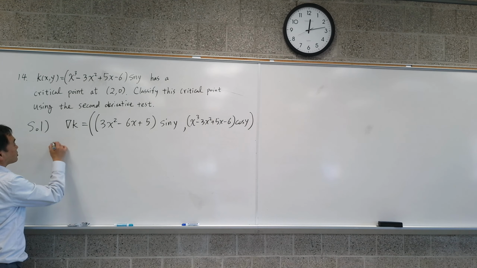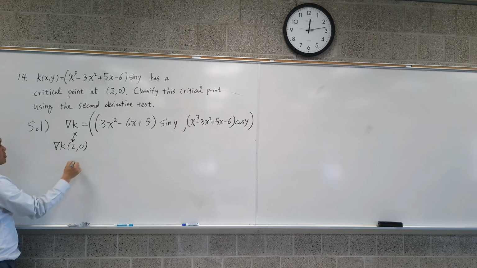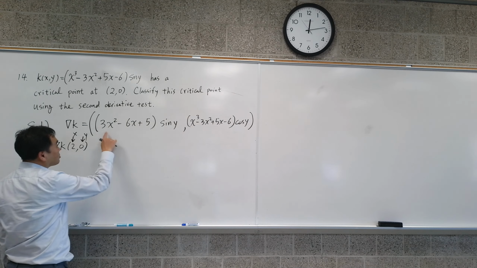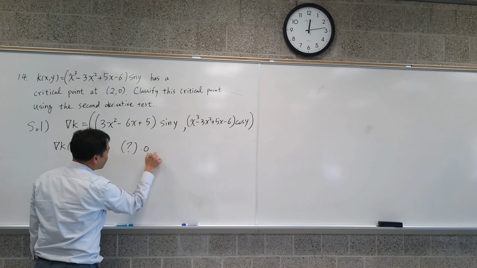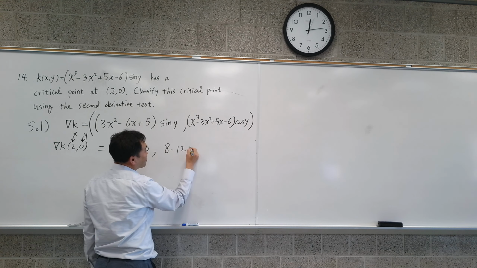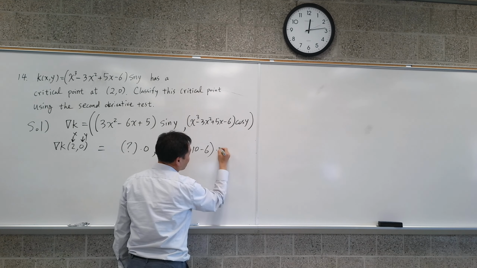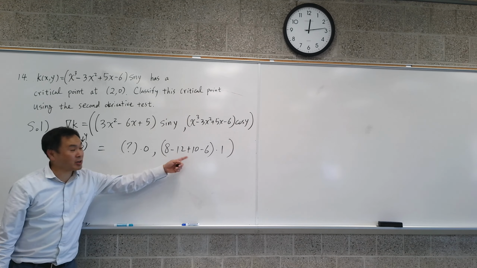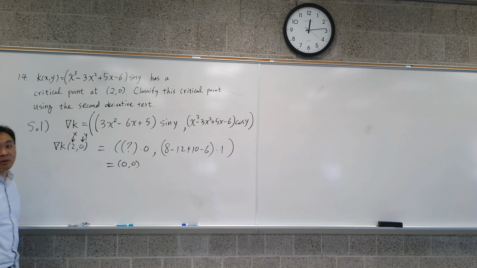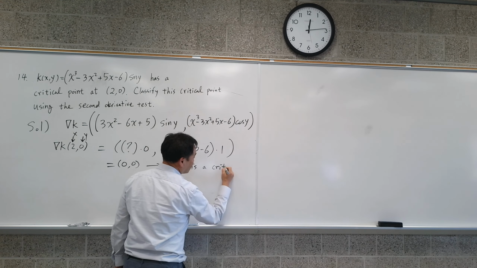In fact, if you compute the gradient of k at (2, 0), that means you plug in x as 2 and y as 0. Now sine 0 is indeed 0, so if you plug in 2, it's some value times 0. And then if you plug in 2 here, that's 8 minus 12 plus 10 minus 6 times cosine 0, which is 1. And indeed, that's 18 minus 18, so it does give you 0. So this gives you (0, 0). So you can verify that indeed (2, 0) is a critical point.